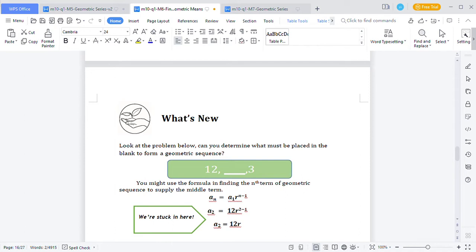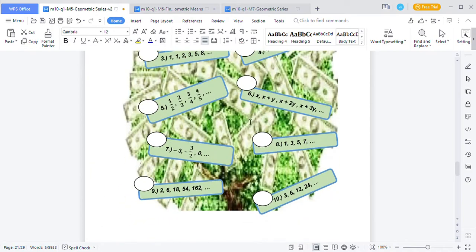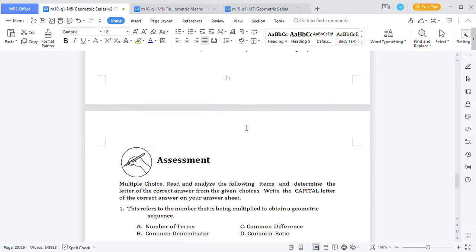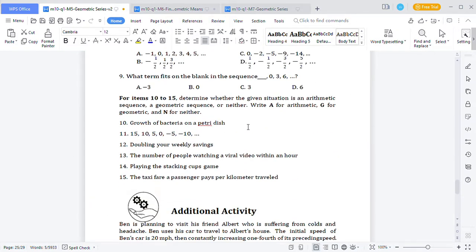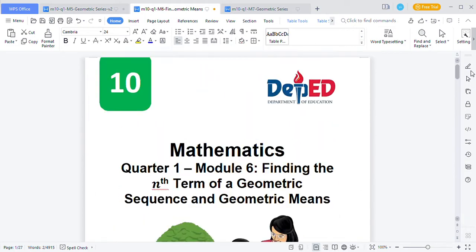use the formula in arithmetic sequence. Oh no, how does the formula in arithmetic sequence go? Wait a moment. Let's go there first, before geometric.